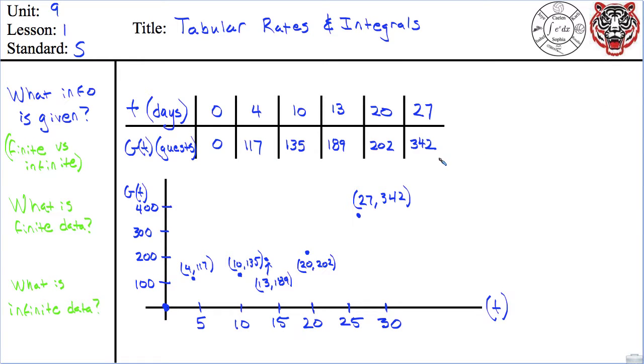The first and the last. So 0 and 27? Well, I don't know. Not 0 and 27, because we don't have a value for 7. We can only use data that's given to us. So 0 and 27 is too large of an interval.